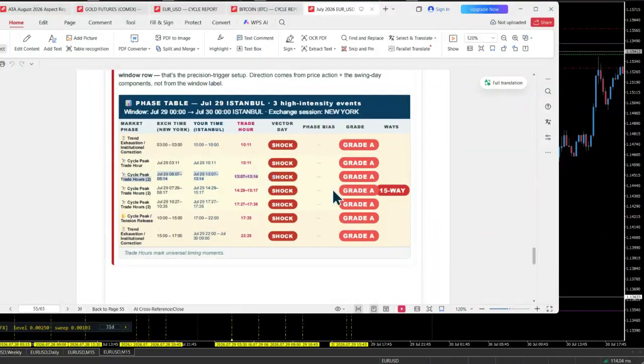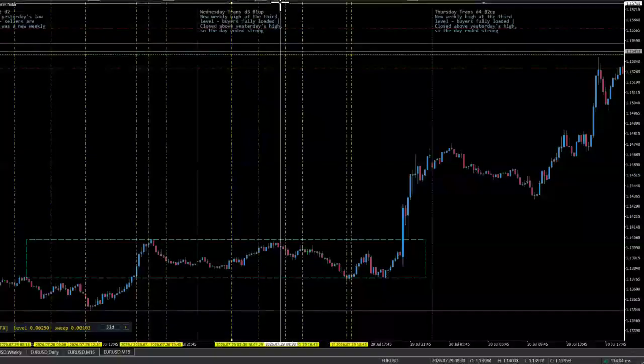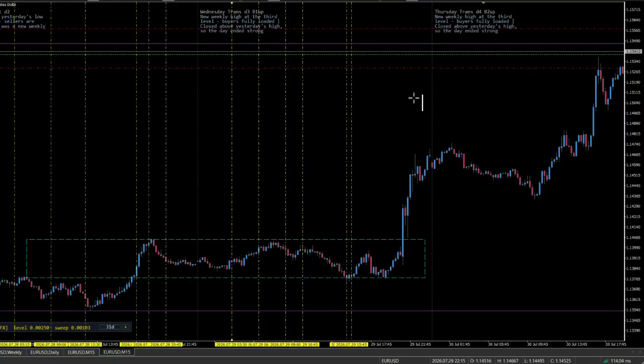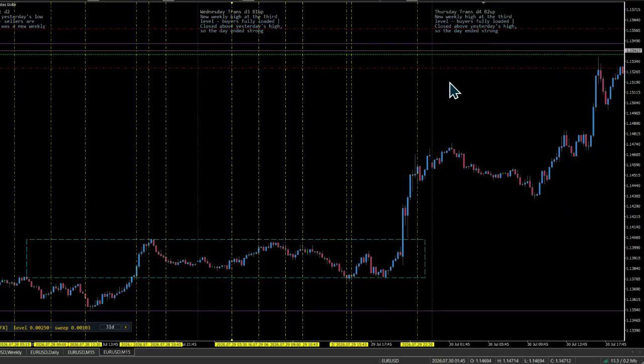Knowing these in advance is good because then you don't get caught up. And then I've got trend exhaustion, institutional correction at 10:30. And then I've got here 10:30, all the way in there. If we take a look at Wednesday, as you can see, these were the hours. And that's boom to the upside.